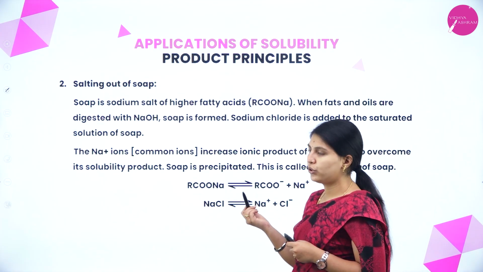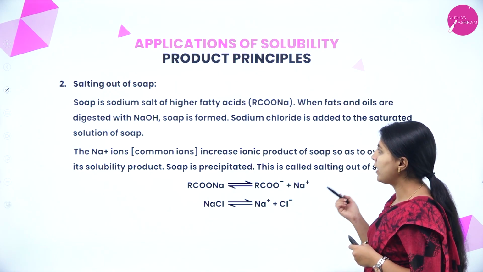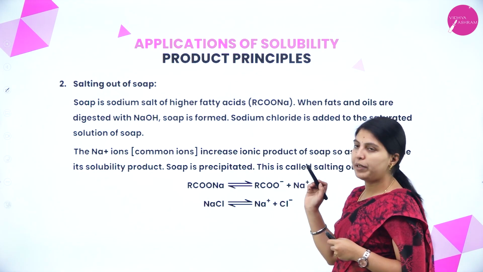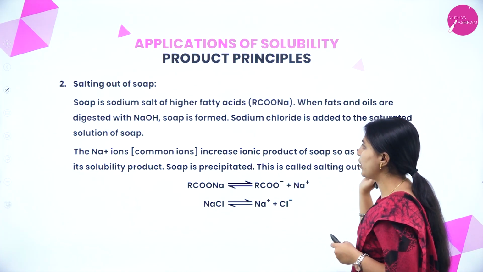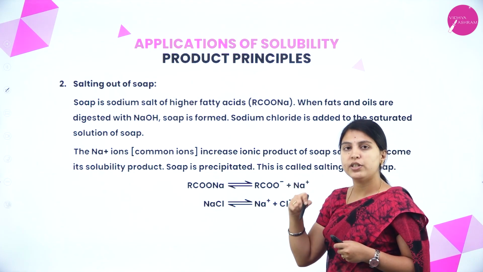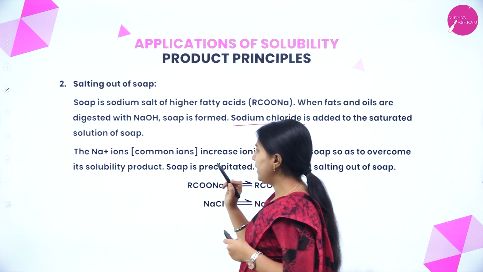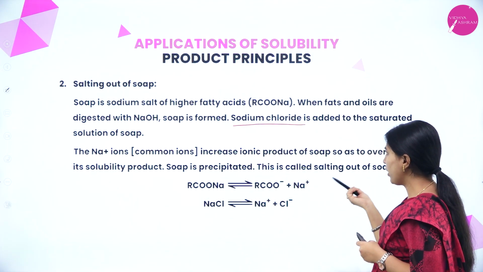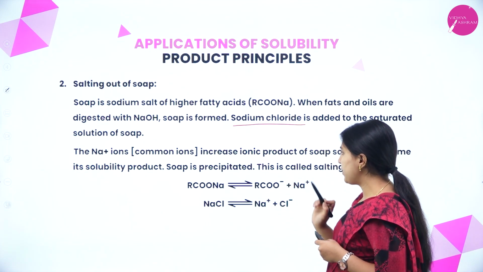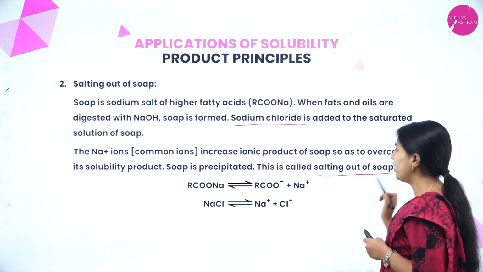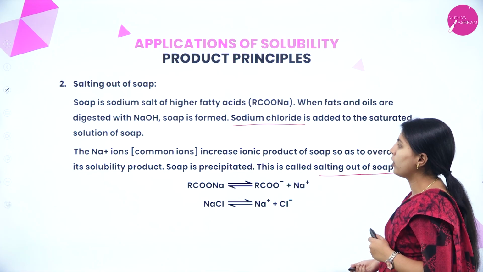Next, salting out of soap. Soap is the sodium salt of higher fatty acids. When fats and oils are digested with sodium hydroxide, soap is formed. You know how soap will be formed. Sodium chloride is added to the saturated solution of soap. Na plus ions increase the ionic product of soap so as to overcome its solubility product. Soap is precipitated. This is called salting out of soap.